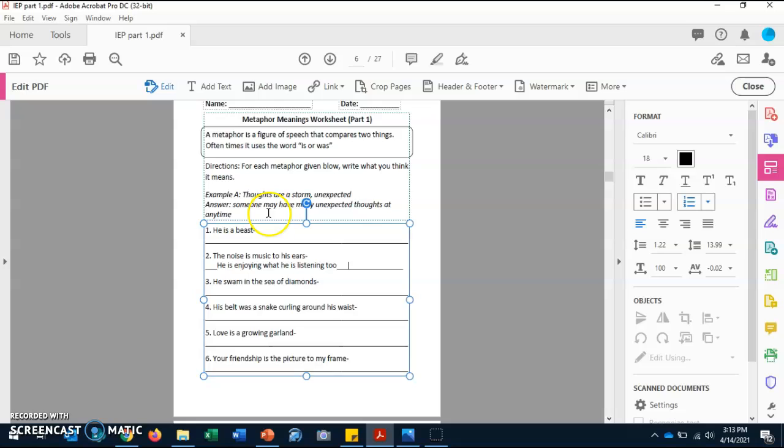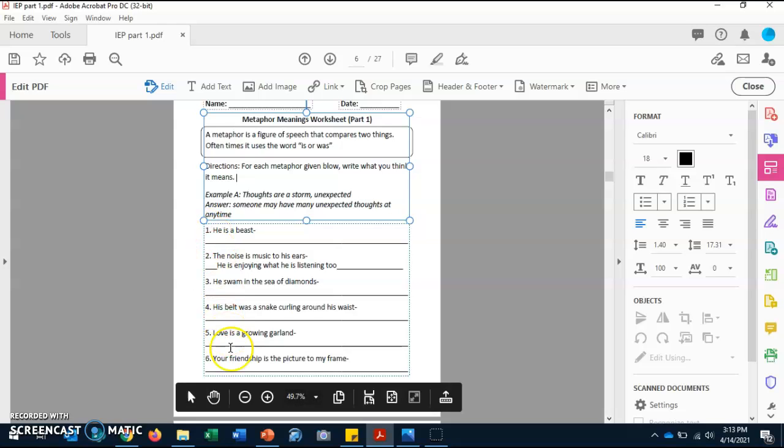Here on the top, we have an example. It says, thoughts are a storm, unexpected. And their answer was that someone may have many unexpected thoughts at the time. So this is, like I said, all based on your personal opinion. It's whatever you think that means. I want to know what you think all of these metaphors mean to you. When you hear this, what comes to your head? So that is what you are going to do for the next 5.